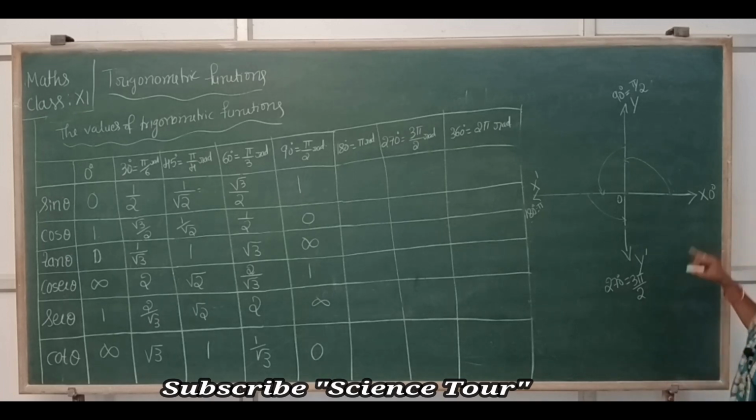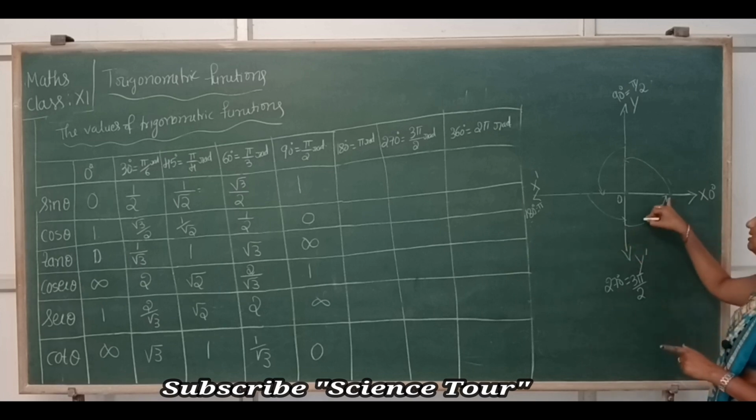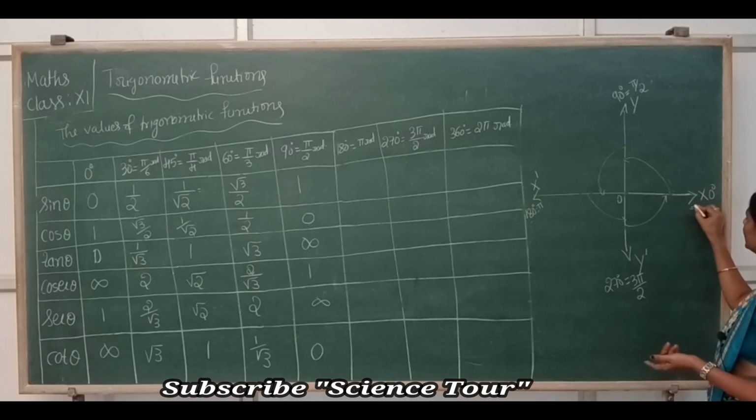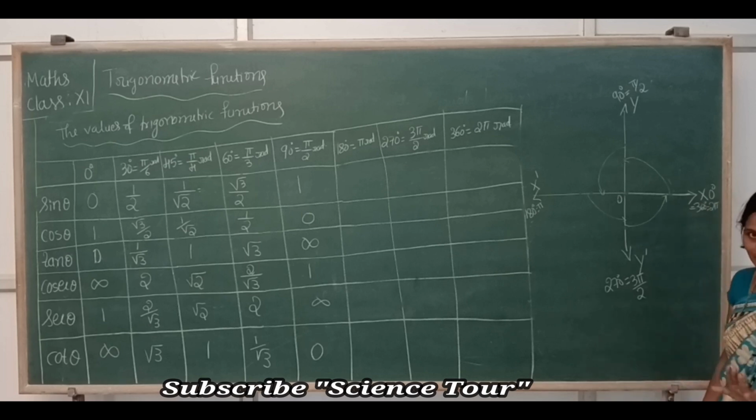Okay. Now next, when it reaches the original position after completion of one circle, what is your total angle? It is 360 degree, right? 360 degree is equal to how many radians? It is 2 pi radians. Clear? 2 pi radians. Now how to remember these values? See here, it is easy to remember.